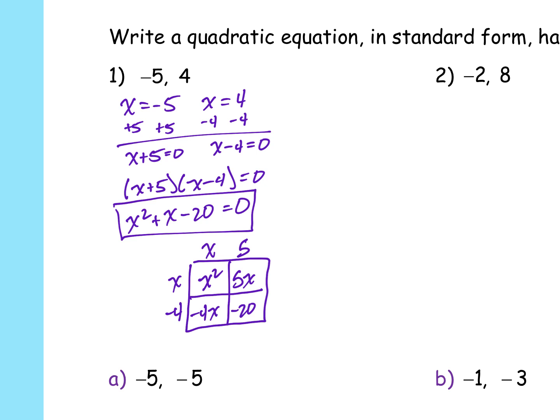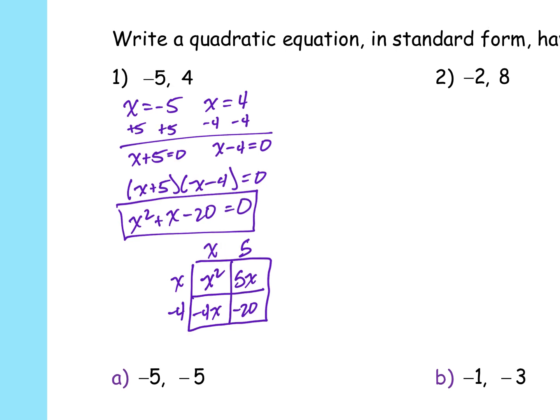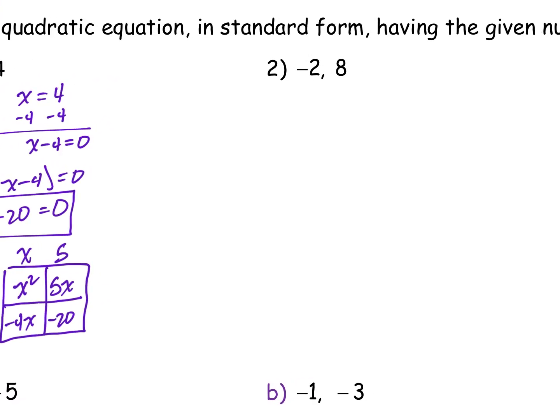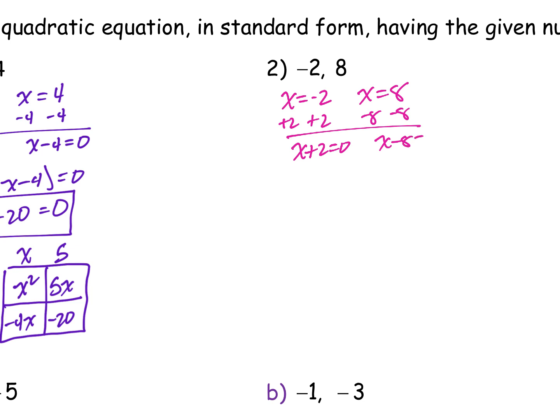Okay, so number 2, keep it on the screen here. Beautiful. So I'm going to do the same thing here. I know that I had x equals -2 and x equals 8. So if I work backwards, I'm adding 2 and subtracting 8. So I've got x plus 2 equals 0 and x minus 8 equals 0, which came from x plus 2 times x minus 8 equals 0.